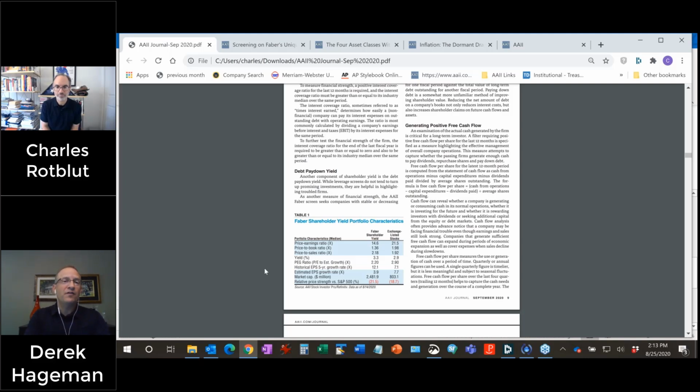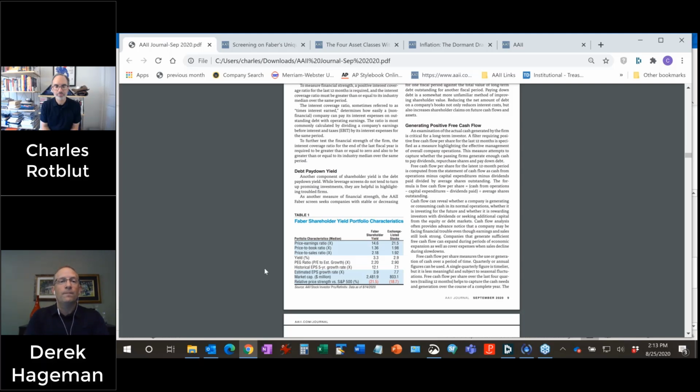And obviously debt is an important factor in Faber shareholder yield. Another component of shareholder yield is the debt paydown yield. While leverage screens don't typically tend to turn up promising investments, what they do is help in highlighting troubled firms. So we want to avoid those troubled firms that have a high debt level and aren't able to pay their obligations.